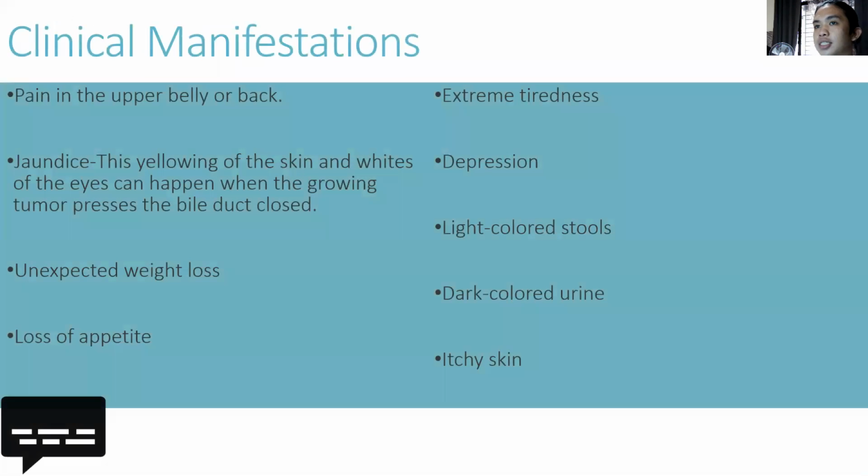So next one is the clinical manifestations. Pain in the belly or back, jaundice, unexpected weight loss, loss of appetite, extreme tiredness, depression, light colored stools, dark colored urine, and itchy skin.